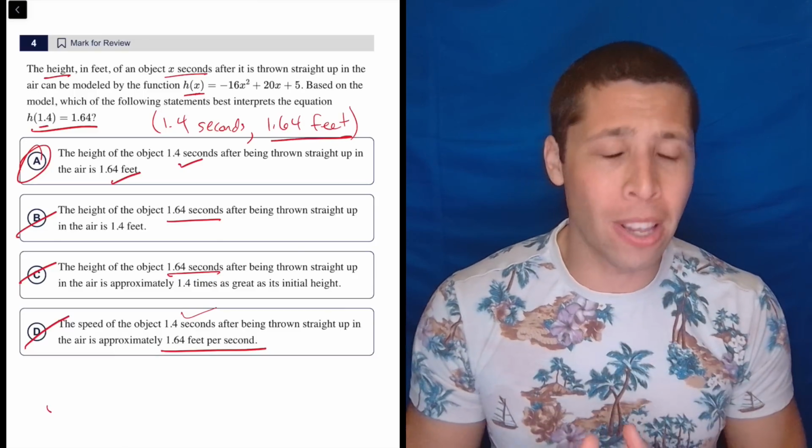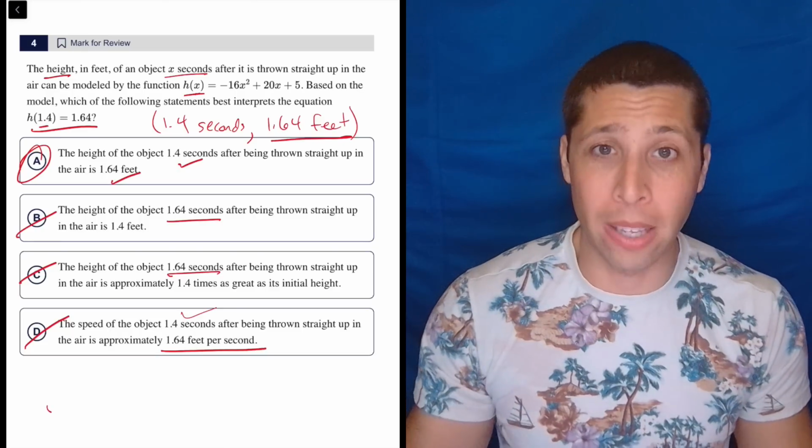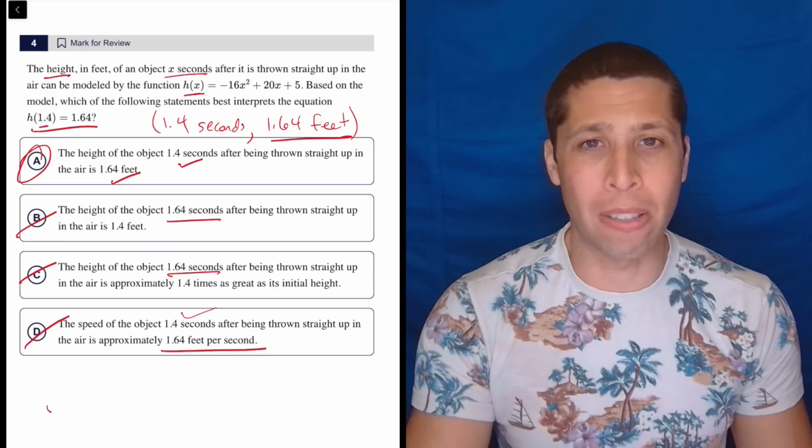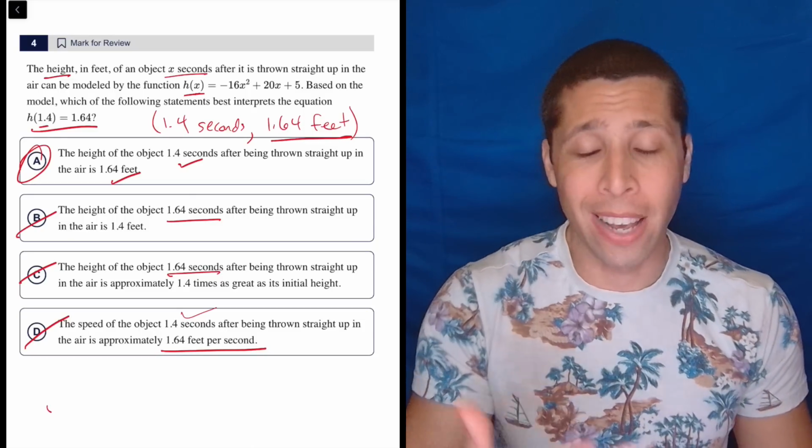Start with the units. You'll at least get rid of one or two answers right away. And then from there, there might be more interpreting that you need to do. But the units are a great place to start. And that basically turns this from a math question into a reading question. And that's much easier.